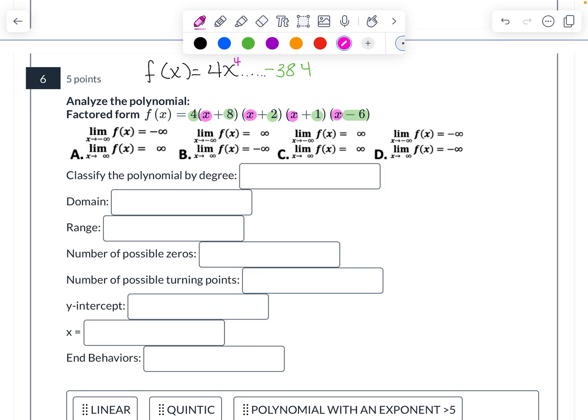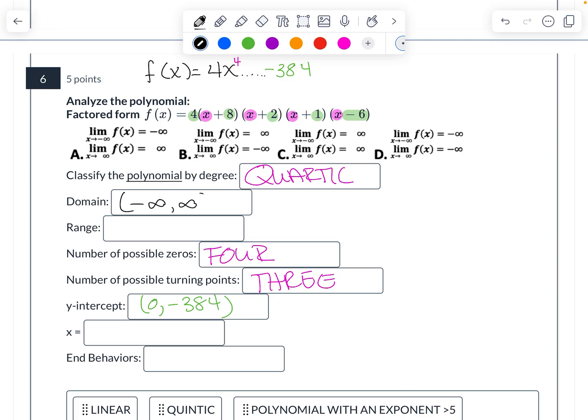All right, so let's check this out. We had 4 powers. That makes us a quartic, which means we're going to have 4 possible zeros, 3 changes in direction, and we're going to have a y-intercept of (0, negative 384). The domain, because it is a polynomial, is negative infinity to infinity.